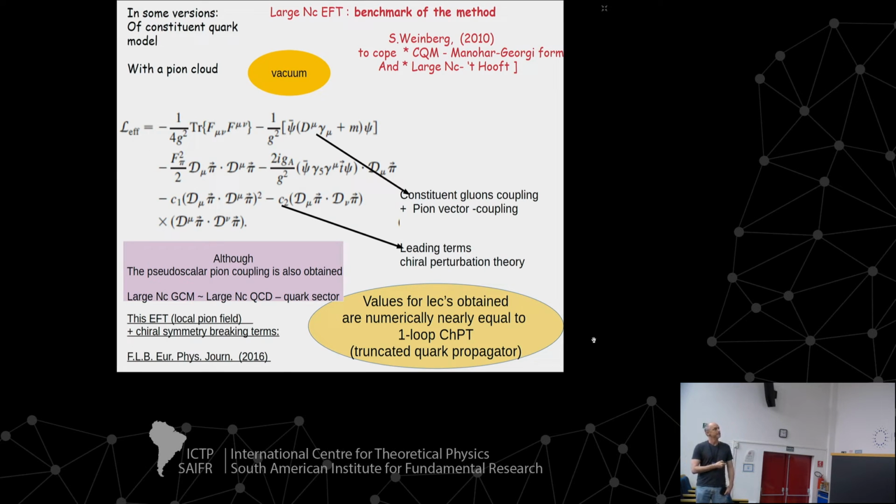And this is a sort of benchmark of the calculation. This is an effective field theory that Weinberg proposed 10 or 12 years ago, that coupled the constituent quark with the large N_c procedure. And then we obtained this effective field theory only considering the pion sector and the constituent quark sector. So we have here the terms from chiral perturbation theory and the background gluon, and then the coupling of the background gluon and pions to the constituent quark. So this was a sort of benchmark to verify that our method provides good results.